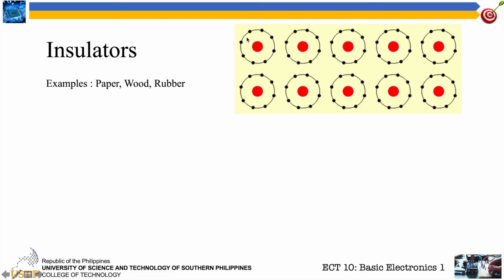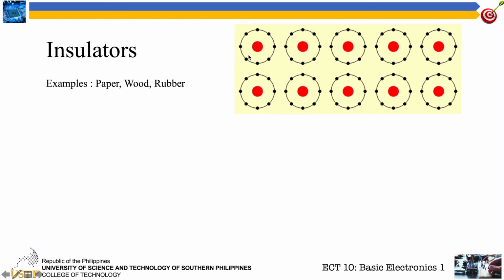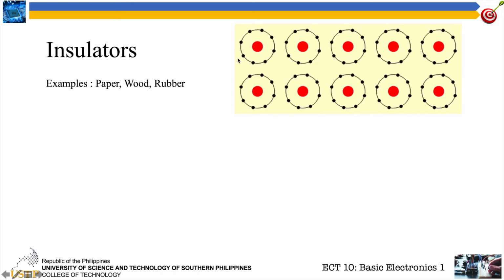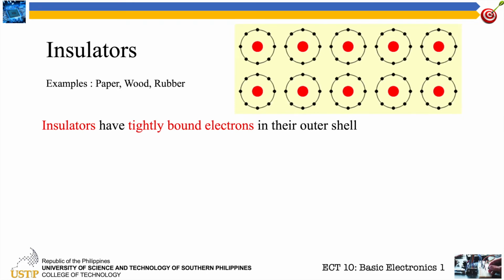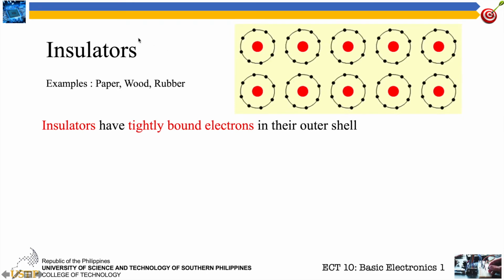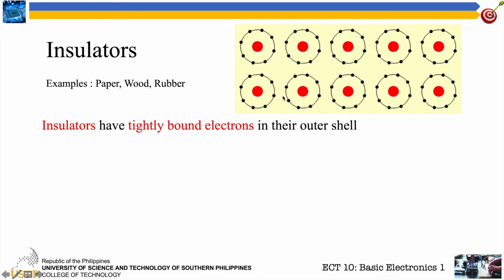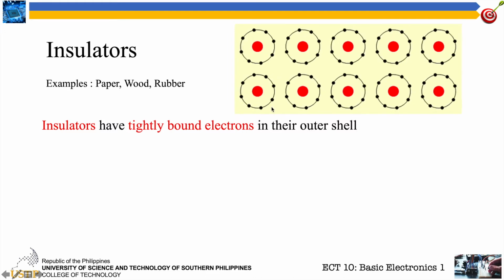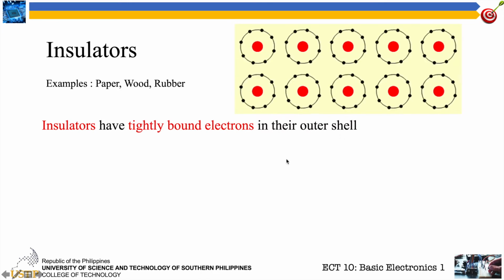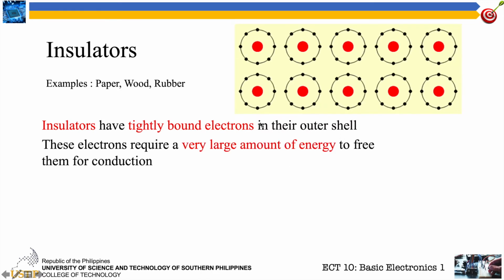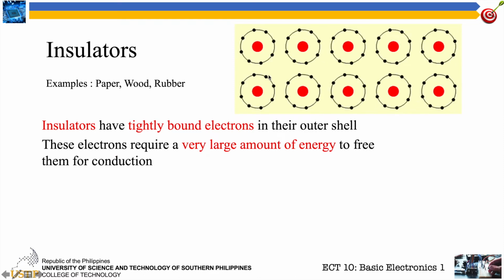And our insulators here, in each atom, have so many valence electrons. As you can see here, it has 8 valence electrons for our insulators. Insulators, by definition, have tightly bound electrons in their outer shell. There are so many electrons on its outer shell. And these electrons require a very large amount of energy to free them for conduction.